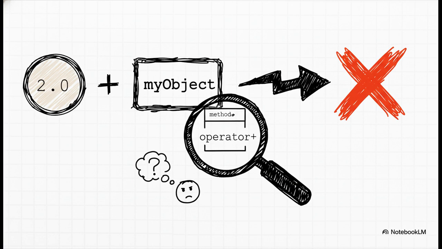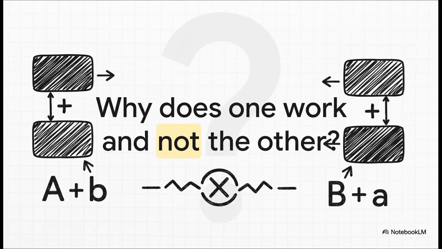So why does that happen? Well, the compiler looks at the double on the left, and it tries to find a member function inside the built-in double type that knows how to add our myObject. And of course, it can't find one, so the build just breaks. So what's the deal here?